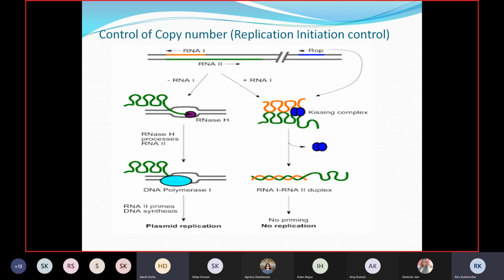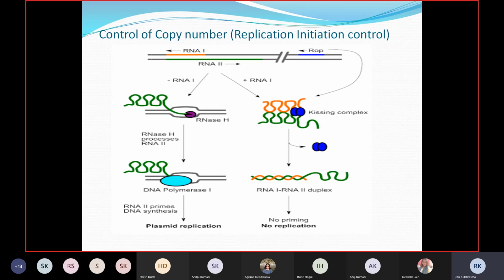Yes, ma'am. Okay. And yes, that can be one theoretical possibility, though it is generally not used. They have either made a deletion or mutation in RNA1 so that it is unable to bind to RNA2. And yes, there can be many other ways. Like he said, you can think of the ways.